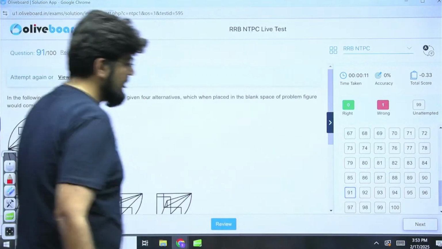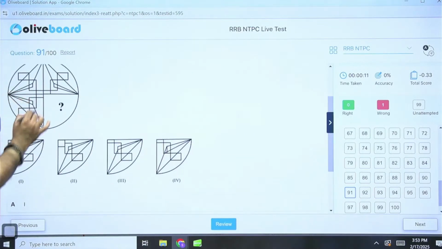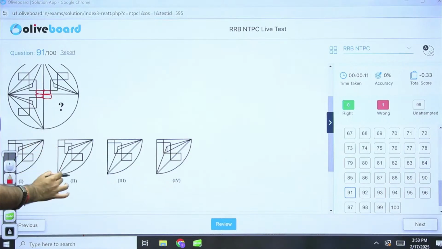91. Pattern completion. Okay. Let's look at this carefully. This end one will give you, that's how things are going on. So we have a rectangular end here, a little rectangle here on the top. This one will not go. We have 3 options with us.